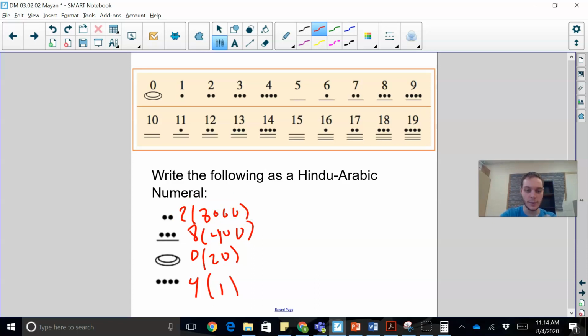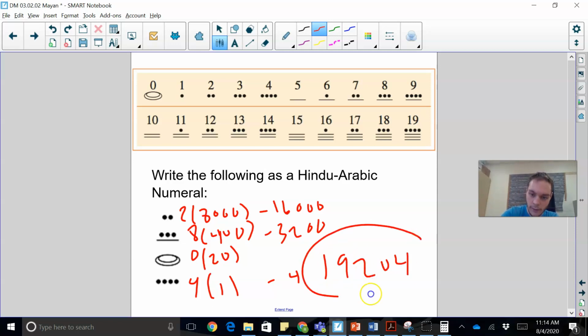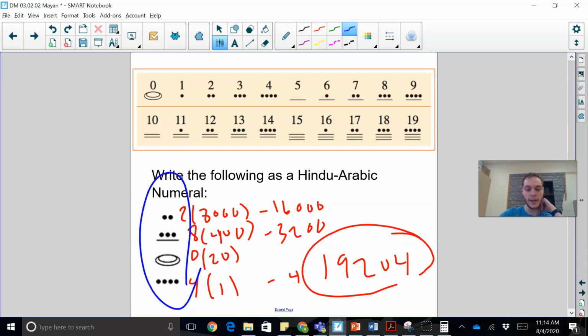Now, if you have a calculator, you can just put that in. So this would be 16,000. This would be 3,200. This goes to 0, and this would go to 4. So when you add this up, you should get 19,204. This is how the Mayans represented this number in their system.